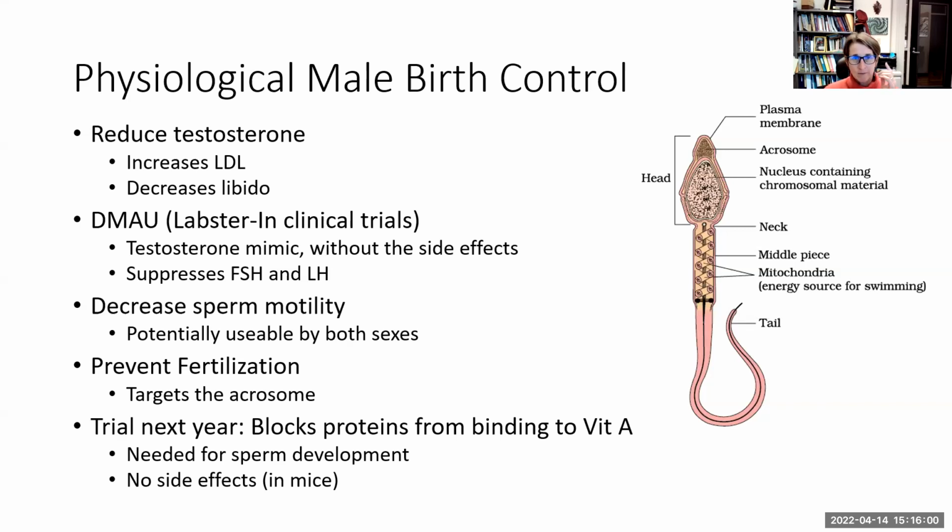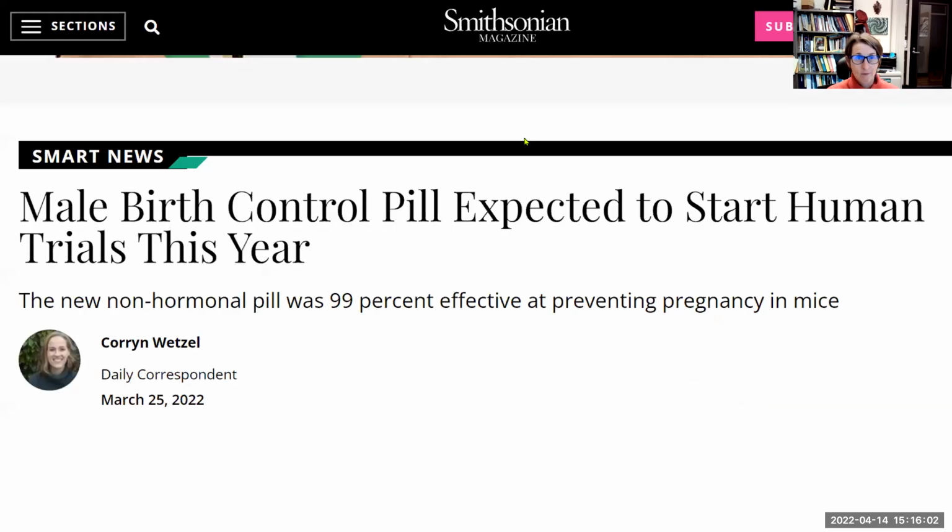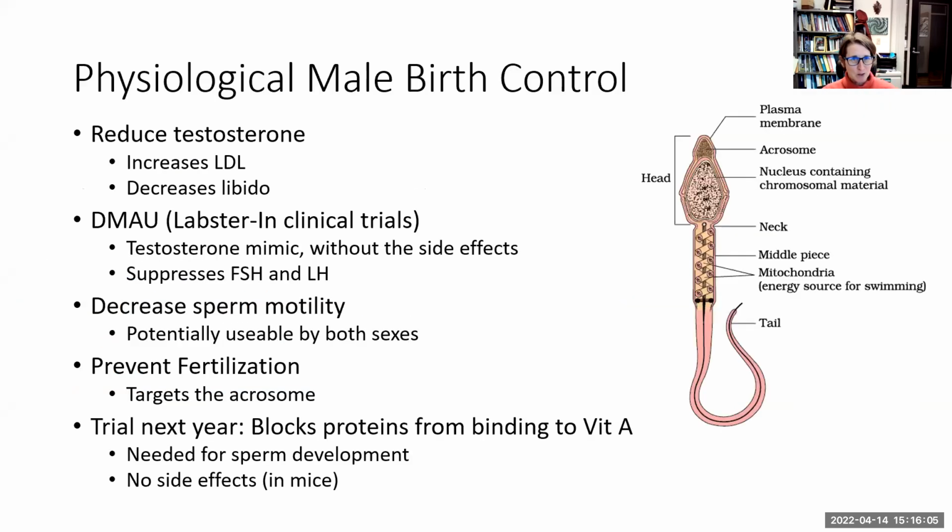And then, the one we just looked at, the one that's going to trial next year: vitamin A is required for sperm development, and there are specific proteins that bind to vitamin A during sperm development. This particular pill is blocking those proteins. At least in the mice, there seem to be no side effects. So it's going to enter clinical trial. Voila.